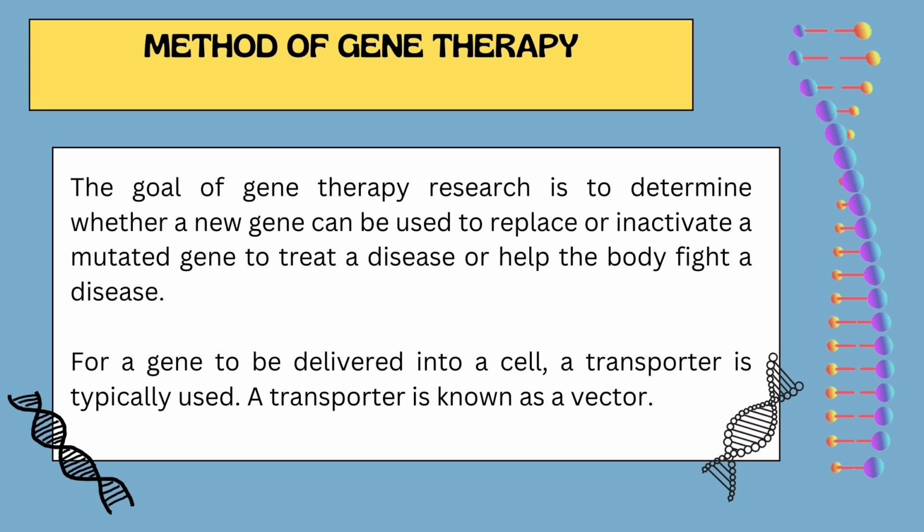For a gene to be delivered into a cell, a transporter is typically used. A transporter is known as a vector. A delivery system is necessary to introduce the new gene into a cell, and this delivery system is called a vector. Vectors are essential transporters that carry the therapeutic gene into the target cells. Different types of vectors exist, each with its own advantages and disadvantages.